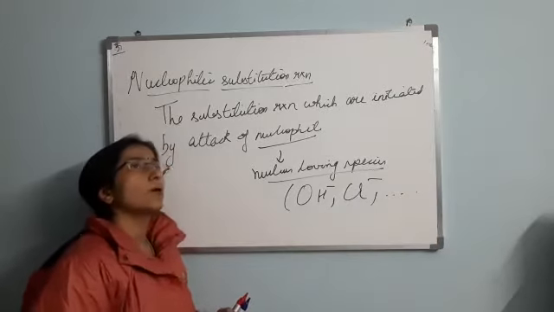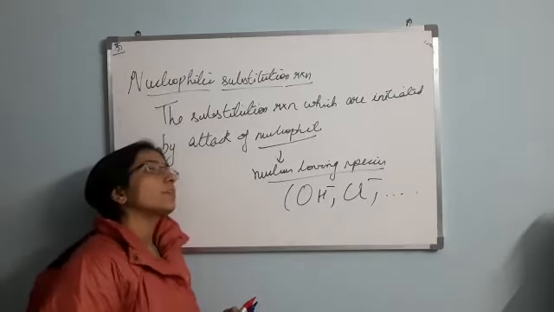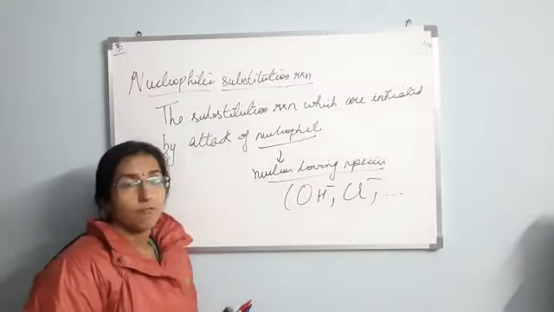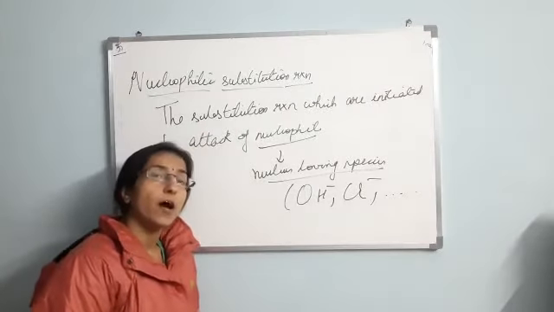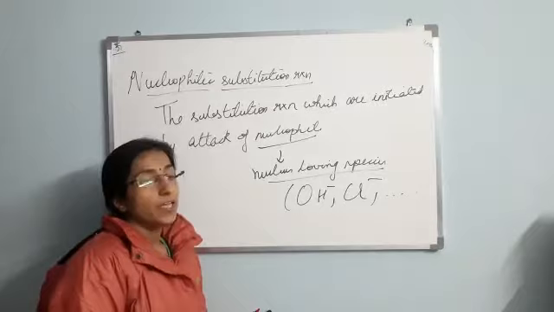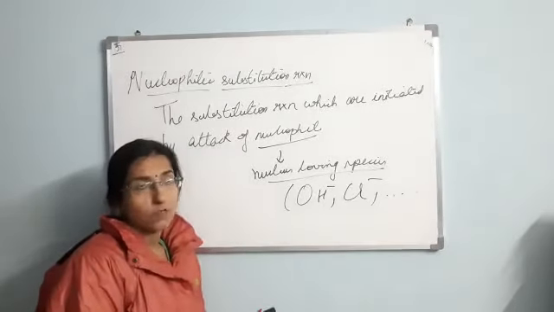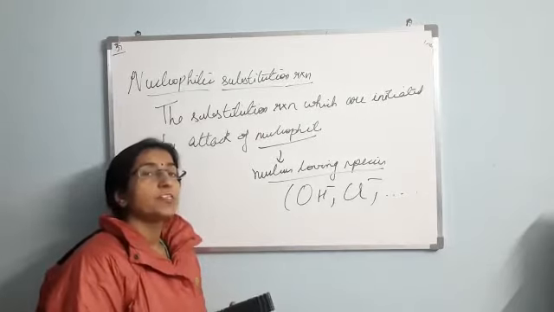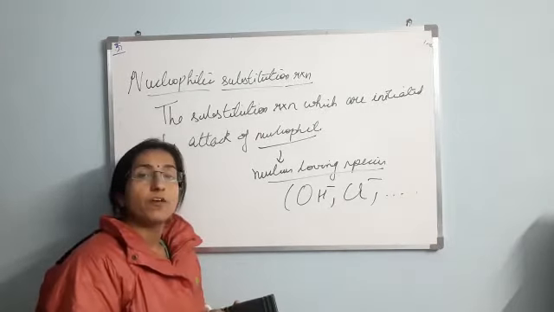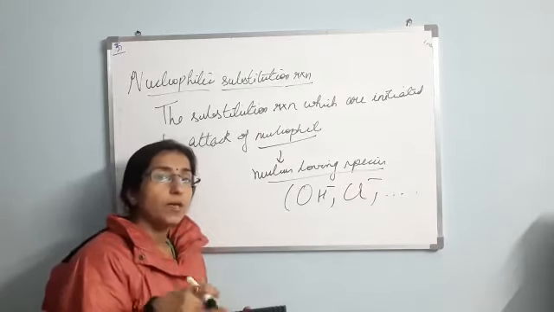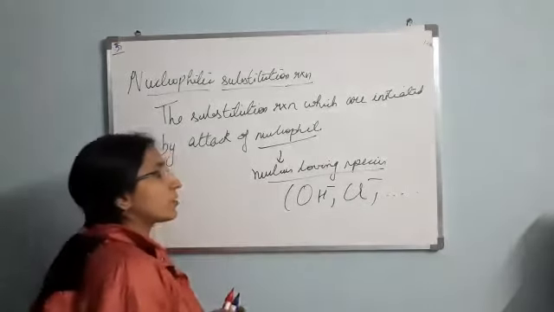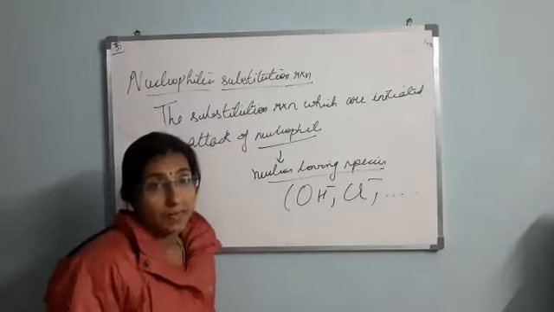In the wedge formula, there are two solid lines, in which the groups are on the plane of the paper. Then one dotted line, in which the particular atom will be at the back of the observer. And if there is a solid wedge line, then the group on that particular atom will be towards the observer. So: towards the observer, back of the observer, and on the plane of the paper.